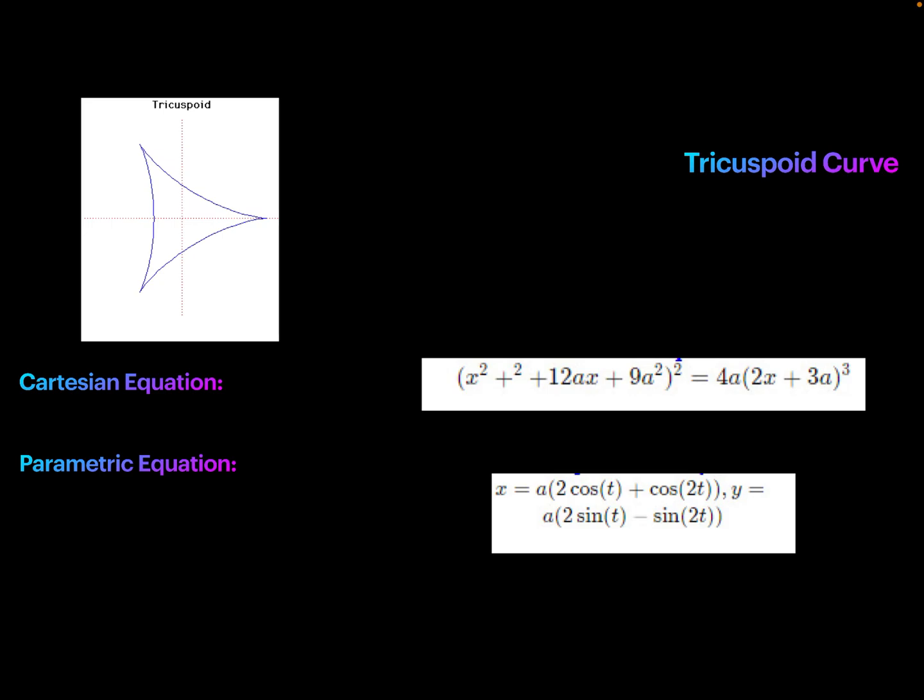The parametric equation is x equals a open parentheses 2 cosine open parentheses t close parentheses plus cosine open parentheses 2t close parentheses close parentheses, y equals a open parentheses 2 sine open parentheses t close parentheses minus sine open parentheses 2t close parentheses close parentheses.